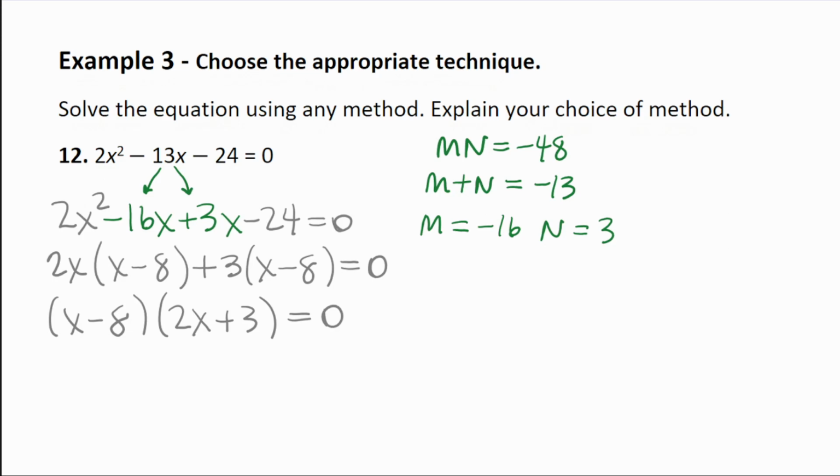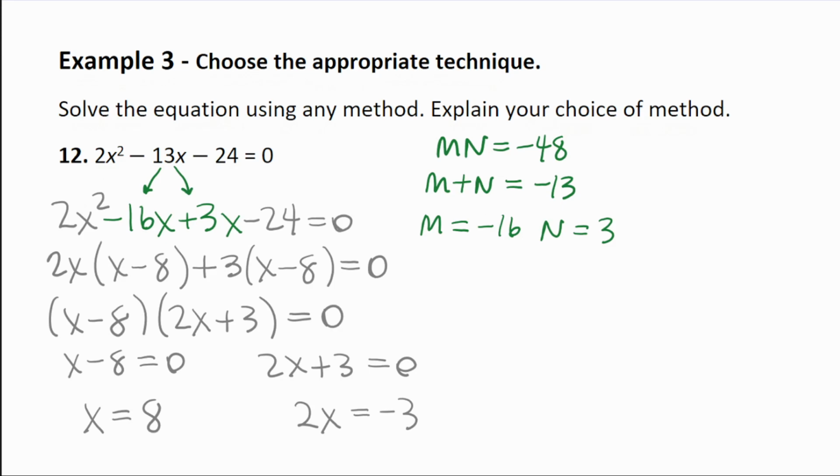Those things are multiplying together to equal 0. And if those two things are multiplying together to equal 0, one of them has to be equal to 0. So either x minus 8 is equal to 0, or 2x plus 3 is equal to 0. So I would get x equals 8, or 2x equals -3, which would be x equals -3/2. So I got two solutions by factoring, because I was able to factor.